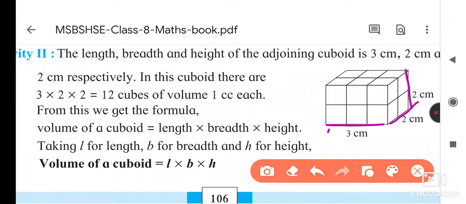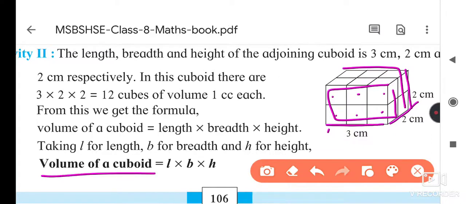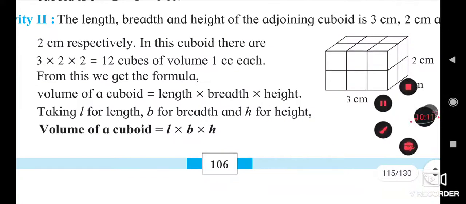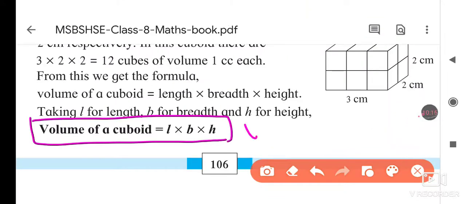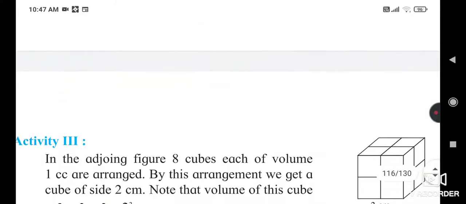Now to find its volume, how many cubes are here? 1, 2, 3, 4, 5, 6. These front 6 cubes are there and back side 6 cubes are there. So its total volume is 6 plus 6 is equal to 12. But how can we use the formula to find it? The volume of a cuboid is L into B into H: length into breadth into height. It is an important formula that we have to use at the time of solving examples.